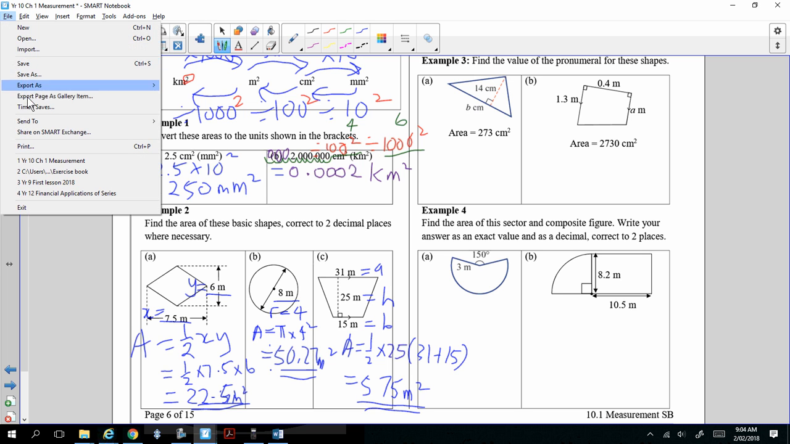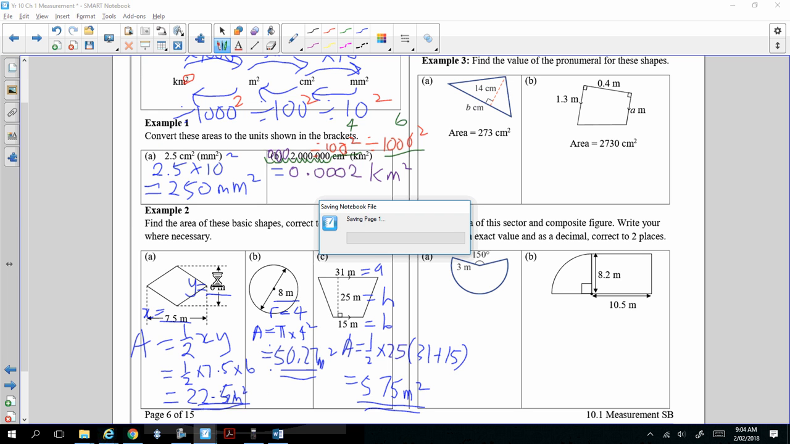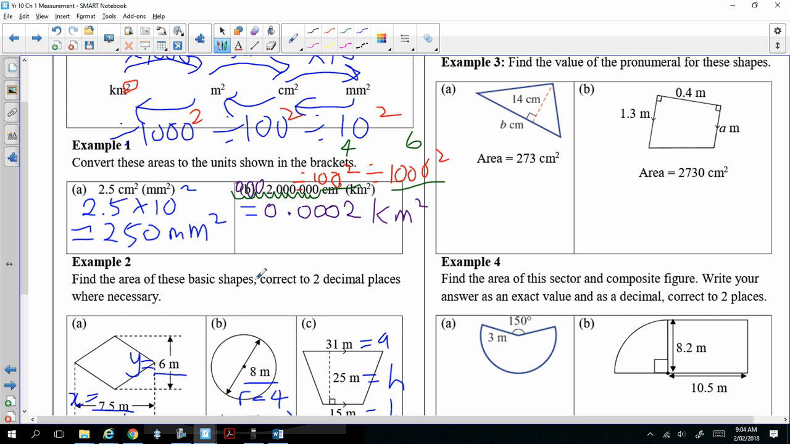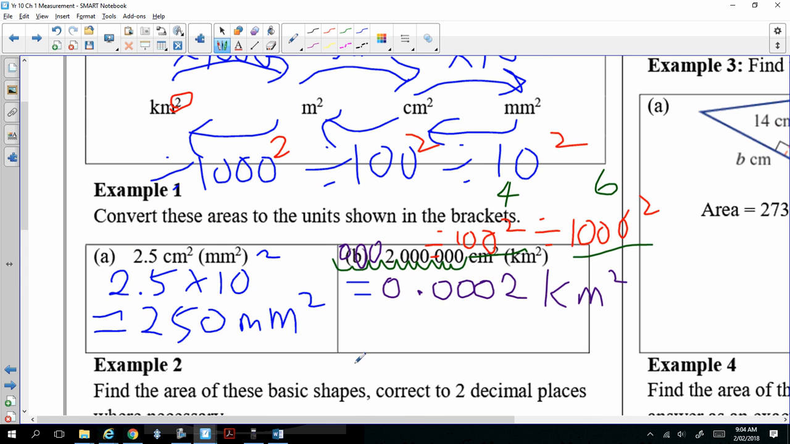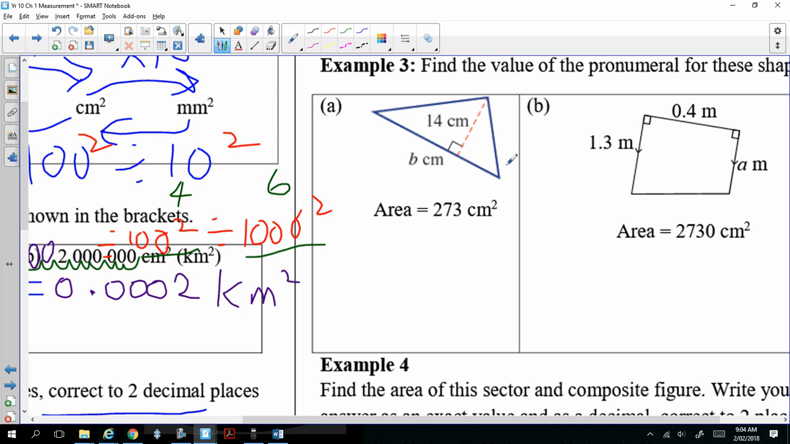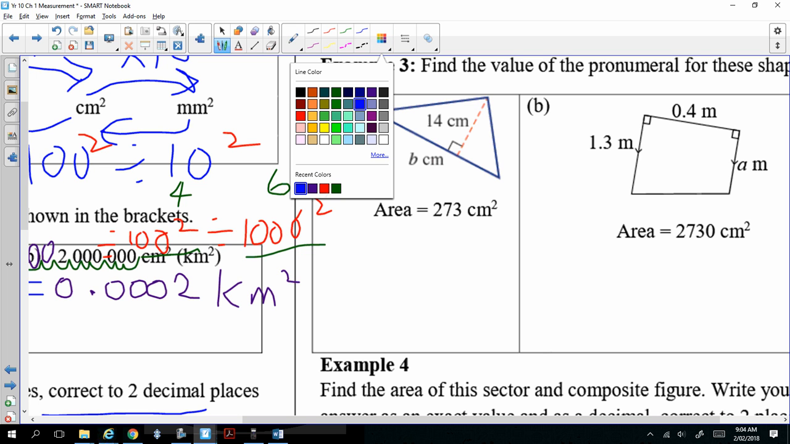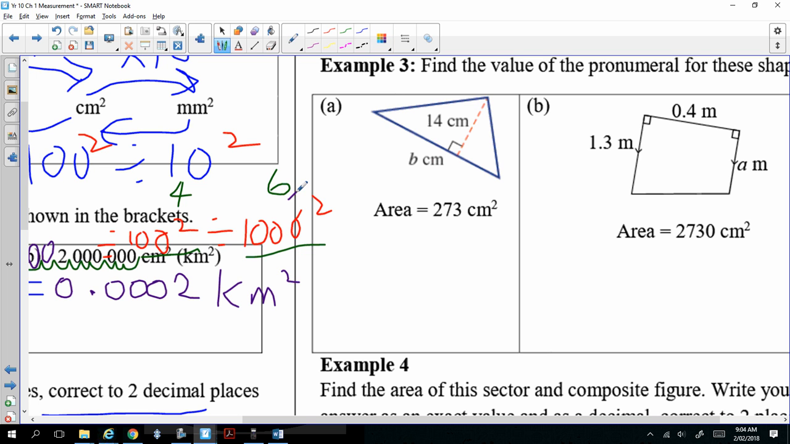What do we do? We'll have to shrink the screen again. Okay. All right. We have to use algebra to work out the base, right? So all you have to do, just write an equation. Write an equation. So you go half times base times 14. The answer is 273.